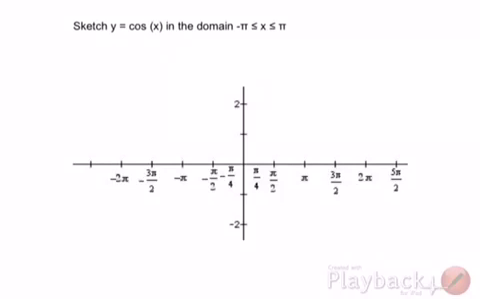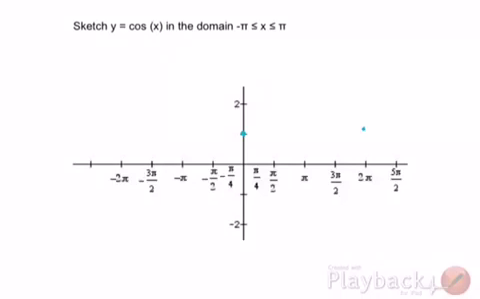So if I was to sketch the graph y is equal to cos x in the domain negative pi to pi, I need to plot the points that I have so far. So I know that my cos graph normally starts at 1, so I can plot that first of all. And I know that it normally repeats itself by 2 pi. I don't need 2 pi in my graph at this point, I only need to go as far as pi.